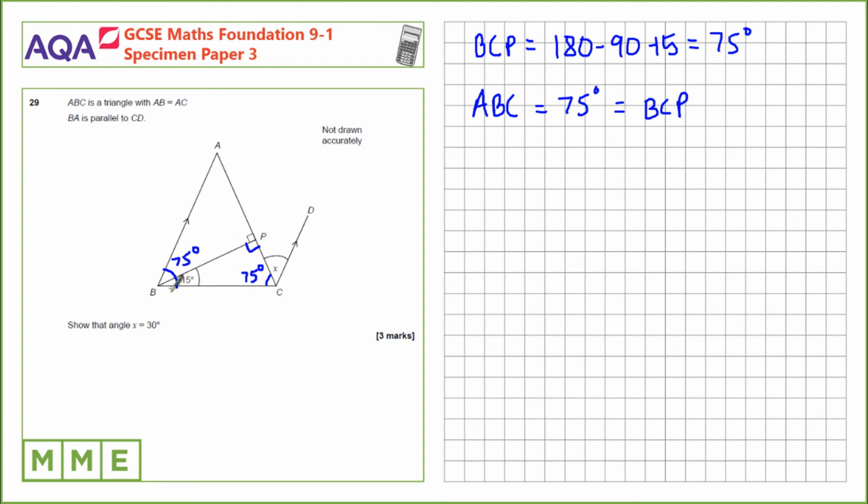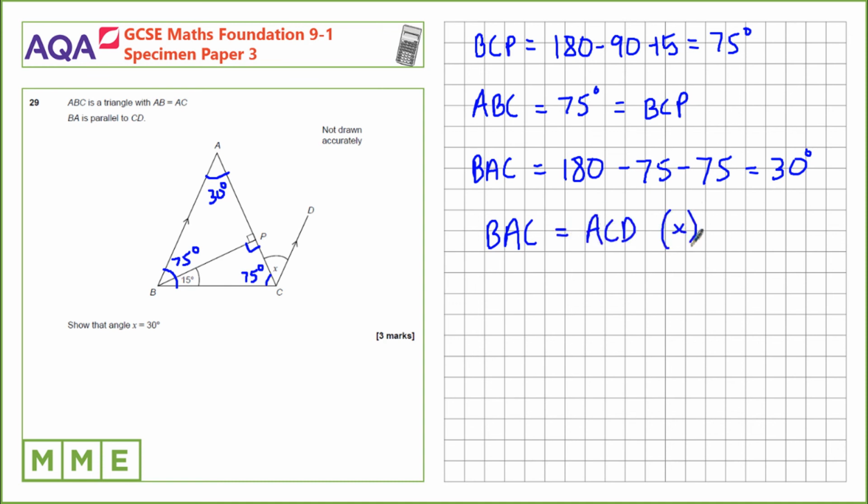Next step, we know that we have this set of parallel lines here, and if we find this top angle, we can use the fact that these are alternate. So, let's find the angle BAC, which we can find by taking both the base angles away from 180. So 180 take 75 take 75 equals 30 degrees. And our last step is that we know BAC is equal to ACD, or X, which is 30 degrees, as they are alternate angles.